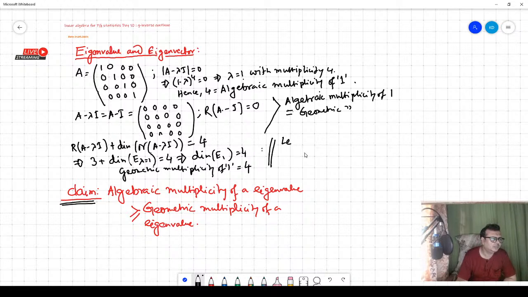Subhrojit, geometric multiplicity is 1 means for the first example; for the second example it is 4. See that A minus I is a null matrix. The rank of the null matrix is 0. So the dimension of null space should be 4. The dimension of the null space of A minus lambda I is nothing but the geometric multiplicity. So for the second example, algebraic multiplicity equals geometric multiplicity, and for the first example the geometric multiplicity is 1.